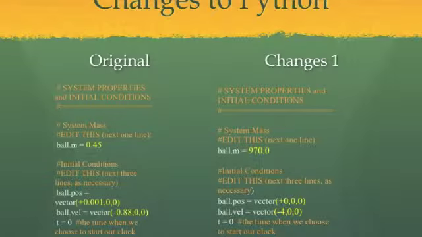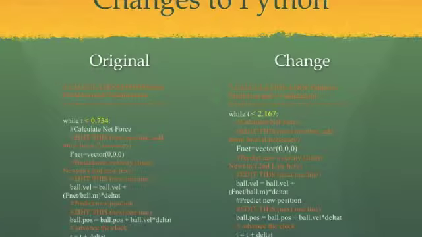Here we can see the changes made to the provided Python code. We've added Luigi's mass, we've changed the ball position vector to the origin, and we've changed the velocity vector to -4, 0, 0. I've also changed the time to the total time of the experiment, 2.167 seconds.